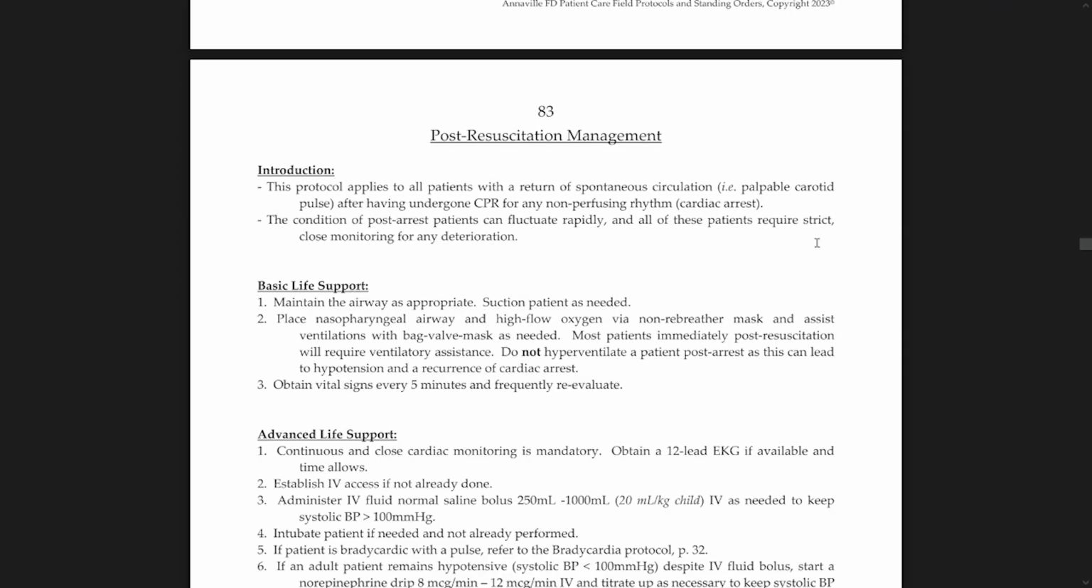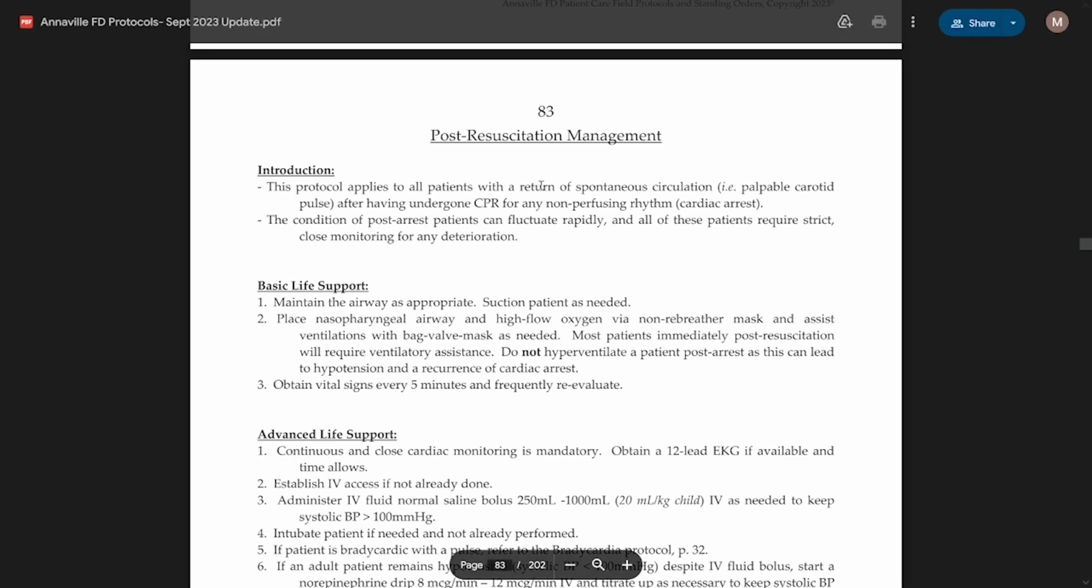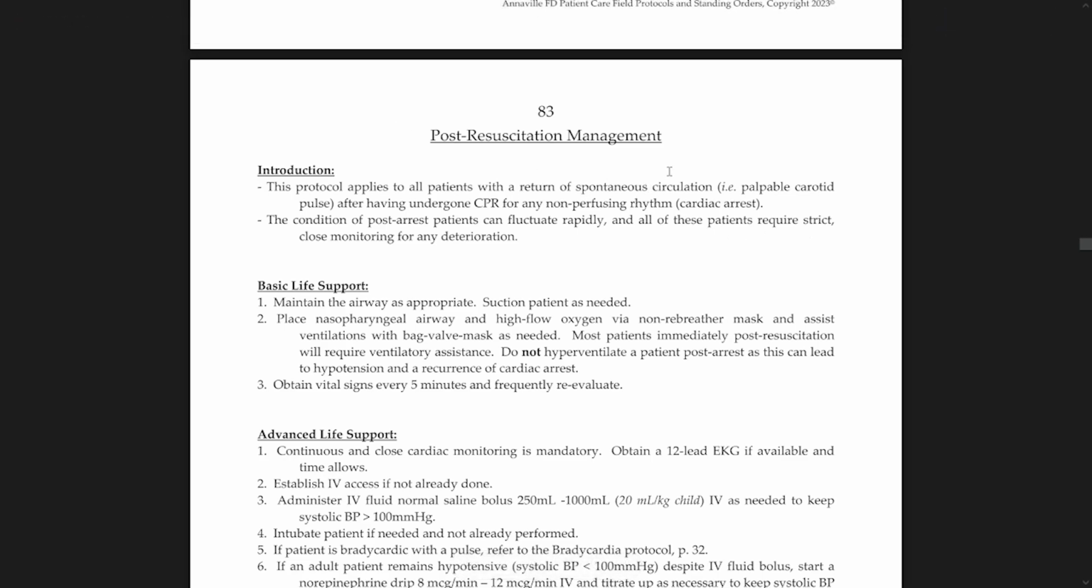Post-resuscitation management. To introduce this topic, this protocol applies to all patients with a return of spontaneous circulation, i.e. a palpable carotid pulse, after having undergone CPR for any non-perfusing rhythm, such as cardiac arrest. The condition of post-arrest patients can fluctuate rapidly, and all of these patients require strict, close monitoring for any deterioration.